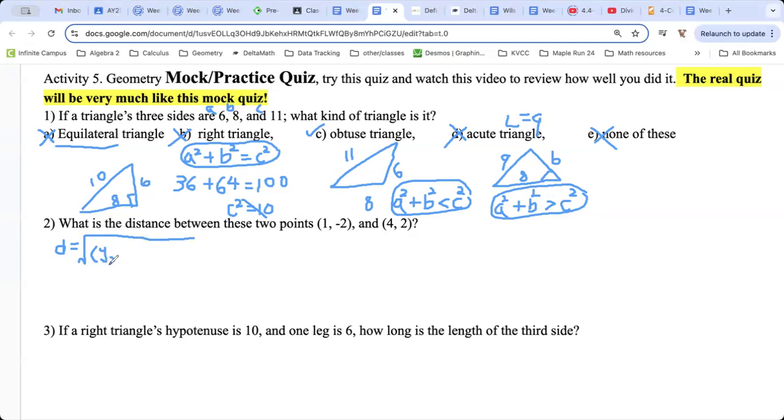So it's the y value of the second point minus the y value of the first point, squared, plus the second x value minus the first x value, squared. Okay, that's the formula. All right.